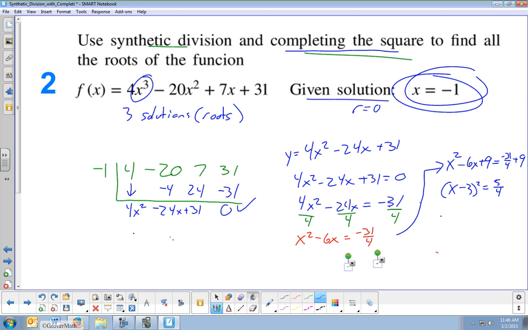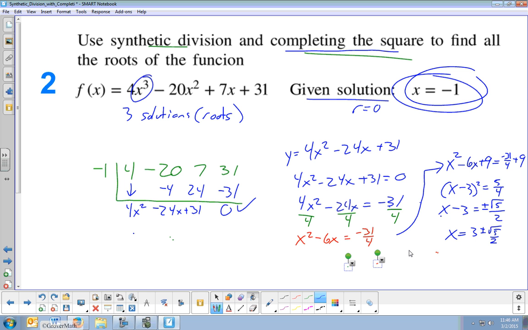Square root both sides. x minus 3 equals, now the square root of the right side requires a plus or minus in front of it. The square root of 5 cannot be reduced, so it stays rad 5, but the square root of 4 can, so it's over 2. Lastly, move that 3 over. You get x equals positive 3 plus or minus rad 5 over 2. So that, along with our -1, we have our 3 solutions.